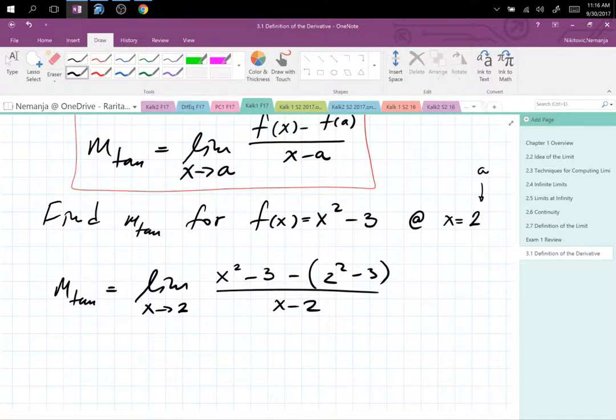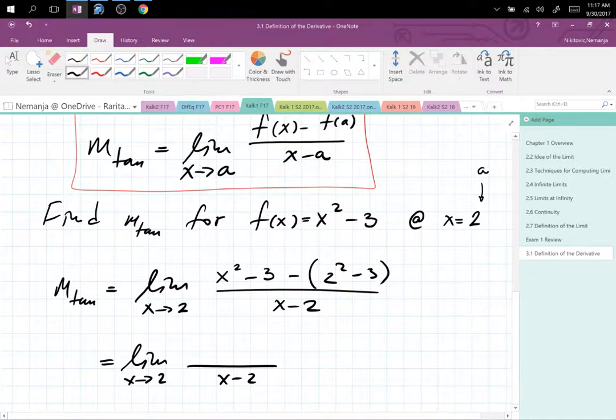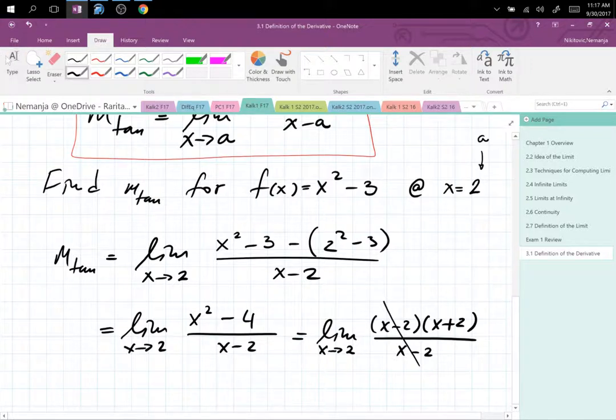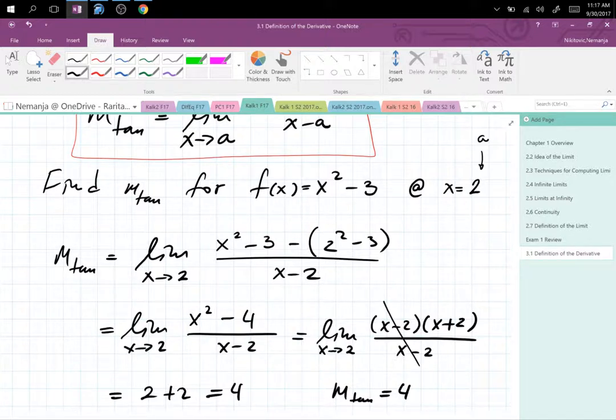F of a is a squared minus 3, which is 2 squared minus 3. What do we get? We get limit x goes to 2, x squared, 3 and 3 will cancel, and you have minus 4, divided by x minus 2. You know how to solve this problem. You will factor the numerator. These guys cancel, and what you get is 2 plus 2, which is 4. So m tangent is 4. That is the slope of the tangent line. Note that algebra cannot compute this at all, because we had to use limit to compute this value.